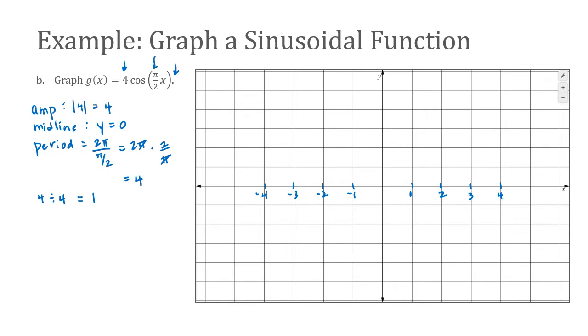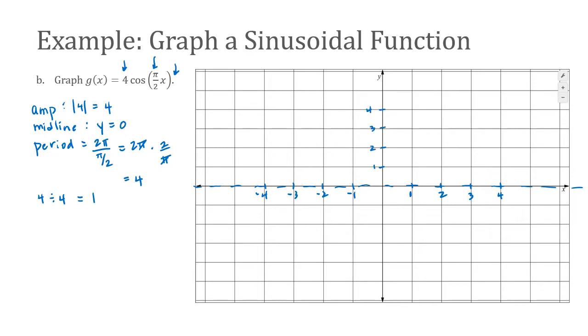On the graph, I now want to determine the location of the midline, which is that horizontal line. So my midline is going through y equals 0. If I want to do a sketched line here, I can, but it's going right through the x-axis. And then the amplitude is 4. So up from that midline is 1, 2, 3, and 4.